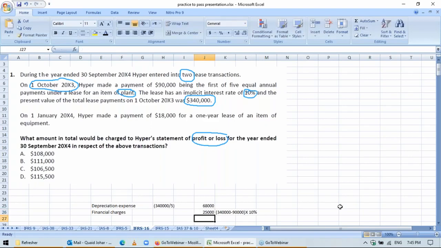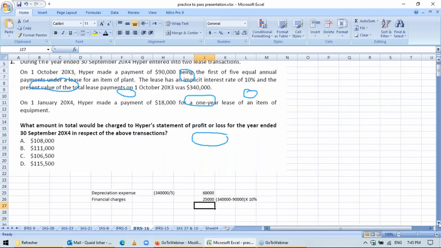This is what is required in case of a lease in the profit and loss account. These two expenses will be recognized: depreciation expense and financial charges. This is for the first lease. What about the second lease?